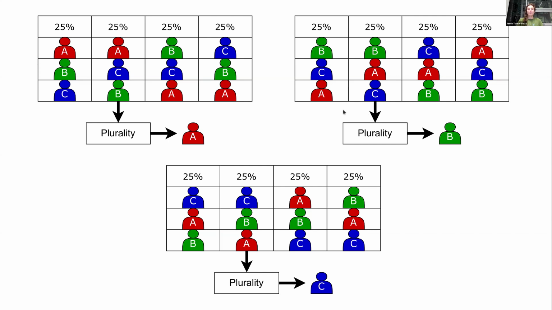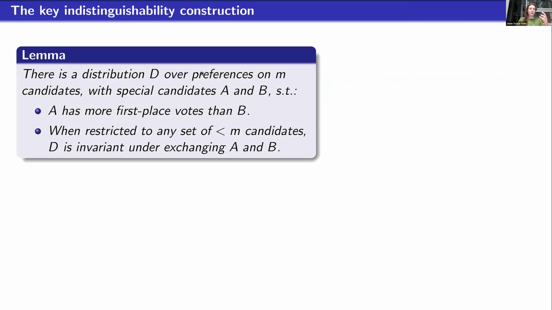So the general case relies on the following lemma. This doesn't completely prove the theorem; it's the main key building block towards it. It says there's a specific distribution D that we can construct over preferences on M candidates, with two special candidates A and B, such that A has a better plurality score than B, and restricted to any set of fewer than M candidates, D is invariant under exchanging A and B.